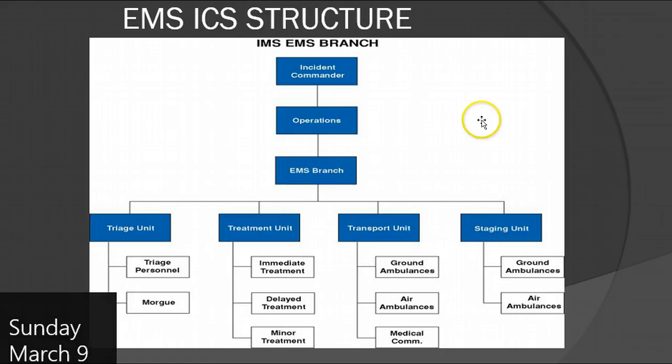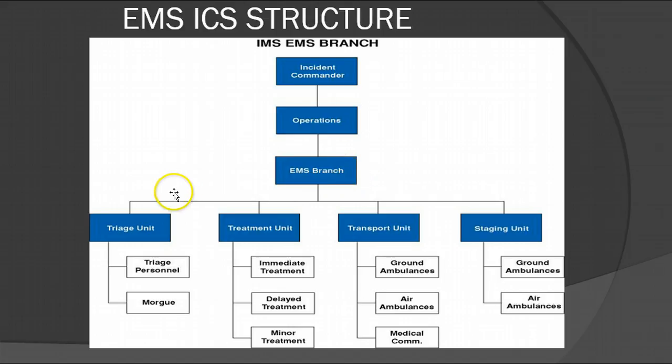But specifically discussing the EMS branch, we'll have a triage unit, a treatment unit, transport unit, and staging unit. The triage unit is going to be the officer that's in charge, or the supervisor that's in charge, whatever you want to call him, of the triage personnel who are out there basically categorizing patients for priorities. And then also under here you can have the morgue, or somebody's going to be supervising, well, what do we do with all the people that are deceased on the scene.